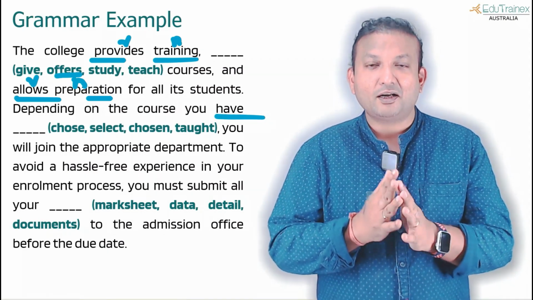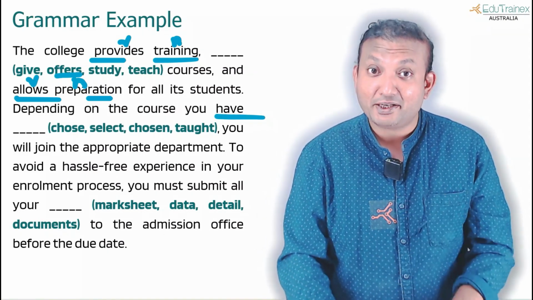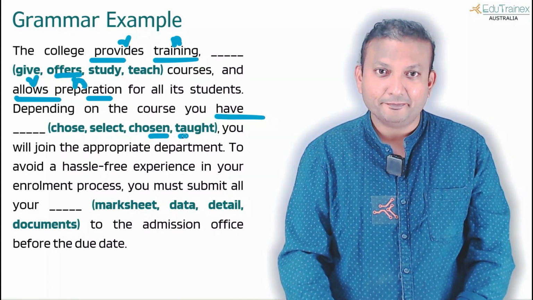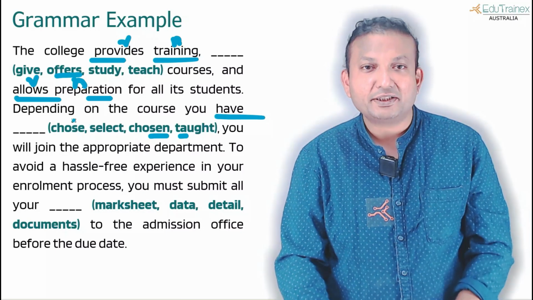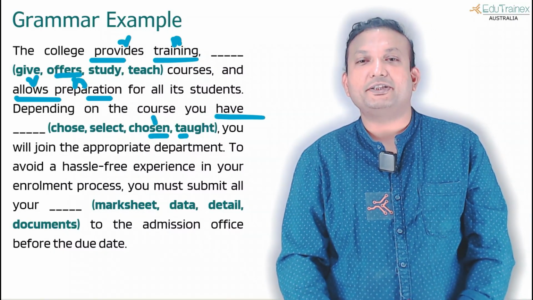That I must say. After has, have, had, verb 3 will come. See how many are verb 3 here. Chosen, yes. Taught, yes. Both are verb 3. But which one is making more sense here? Depending on the course you have chosen is the correct answer here.